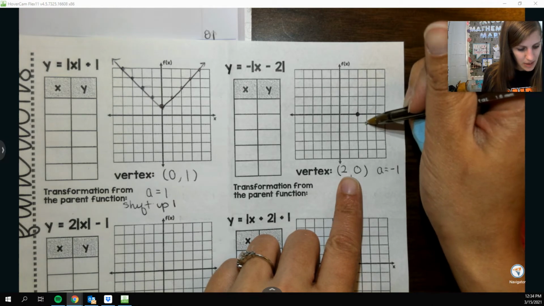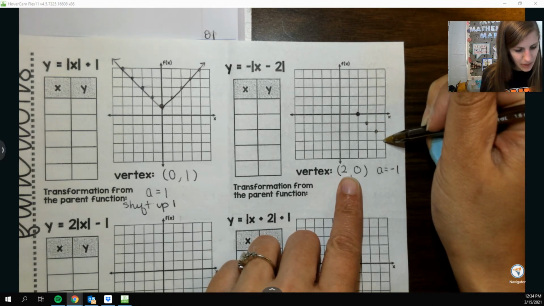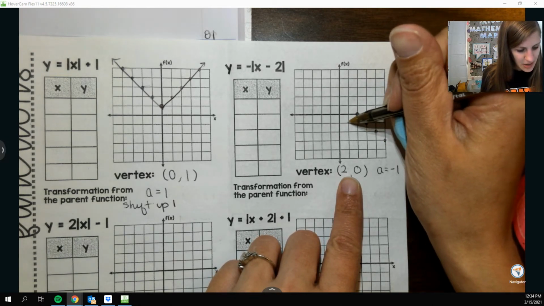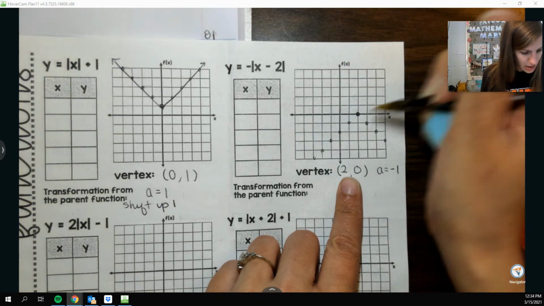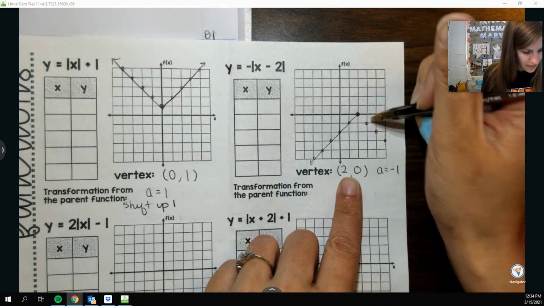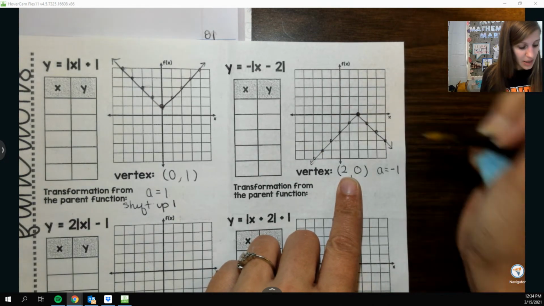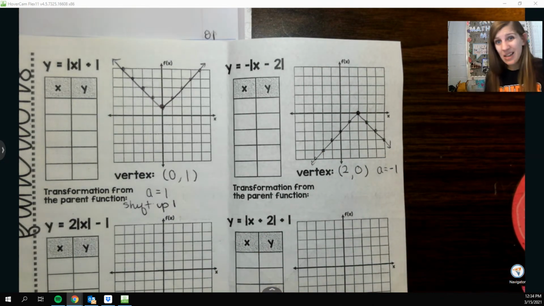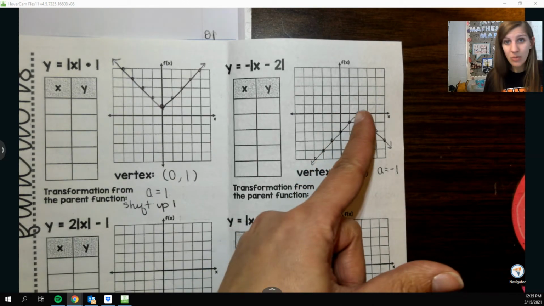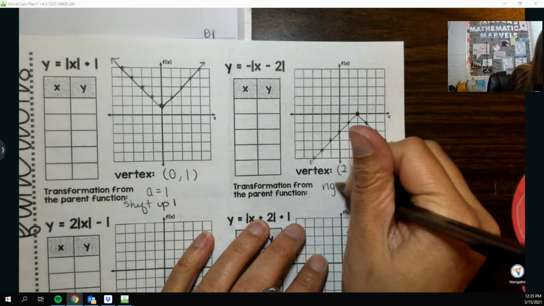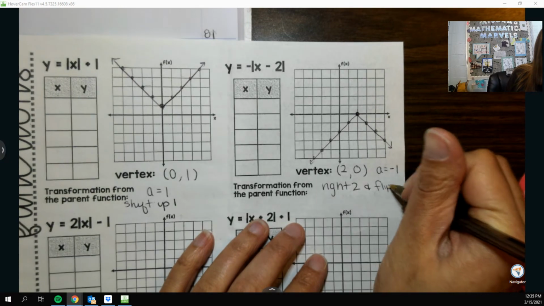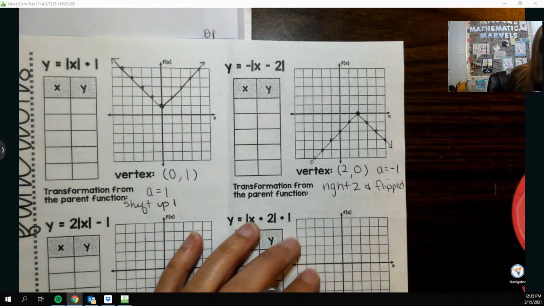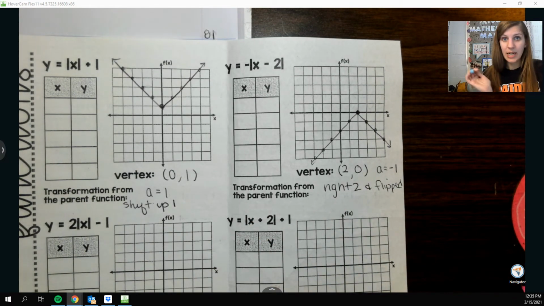So I go down 1 over 1. So this is a downward pointing V graph, and we got to do the same slope over here, just in the opposite direction. And so we get this V. So when I talk about how it's different from the parent function, kind of 2 things happened. It went to the right 2, and it flipped. Because it's now pointing down.